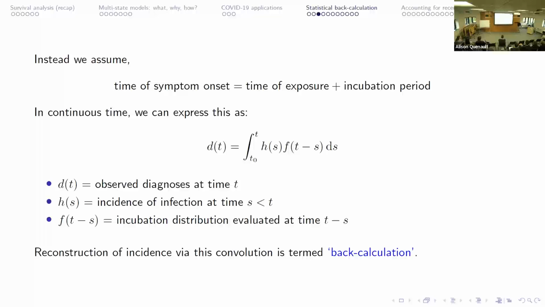What we really want to do is reconstruct from the diagnosis data, which we observe, what our incidence looks like. And this is called back calculation.